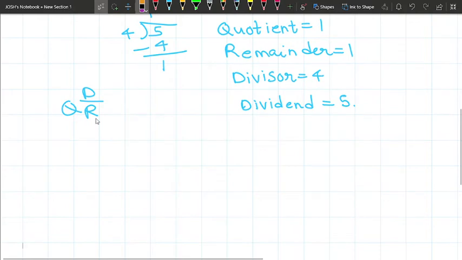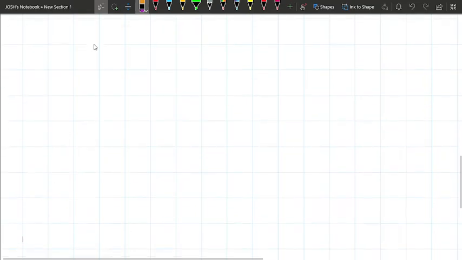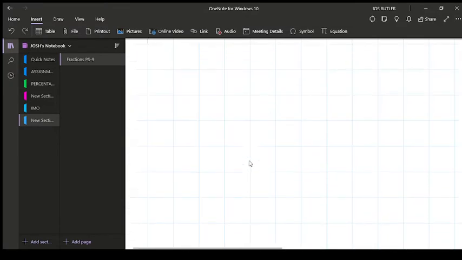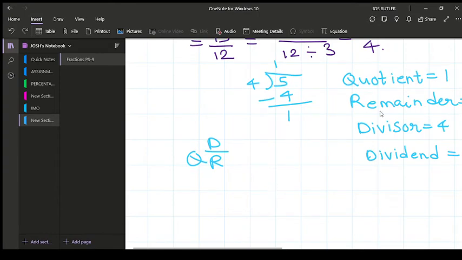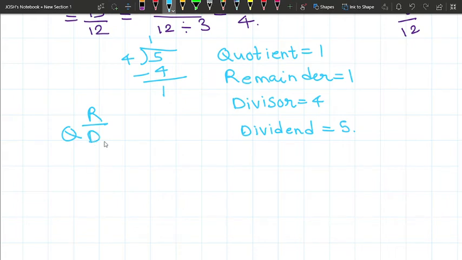Sorry guys, I just missed one thing. We write the remainder in the numerator and divisor in the denominator. So our quotient is 1, remainder is also 1 and divisor is 4.